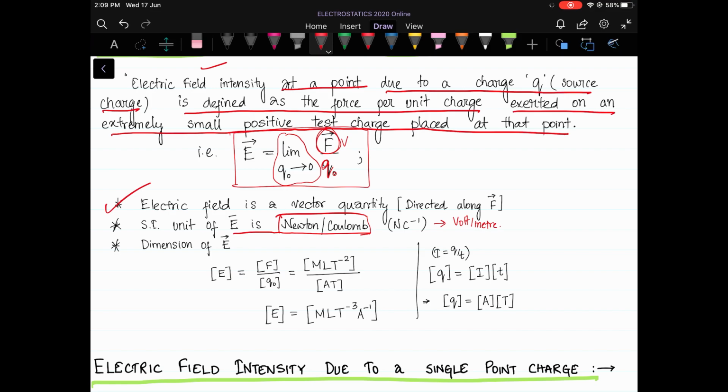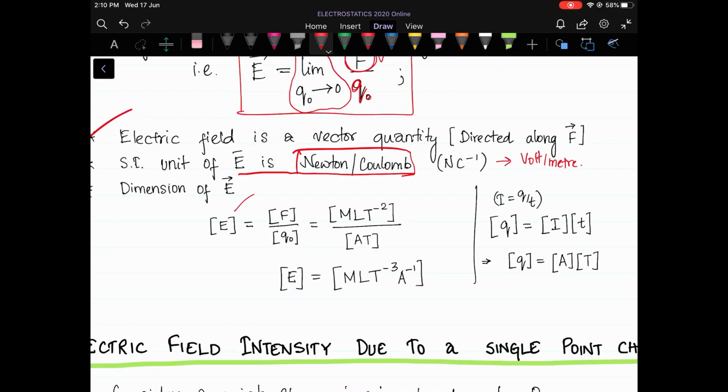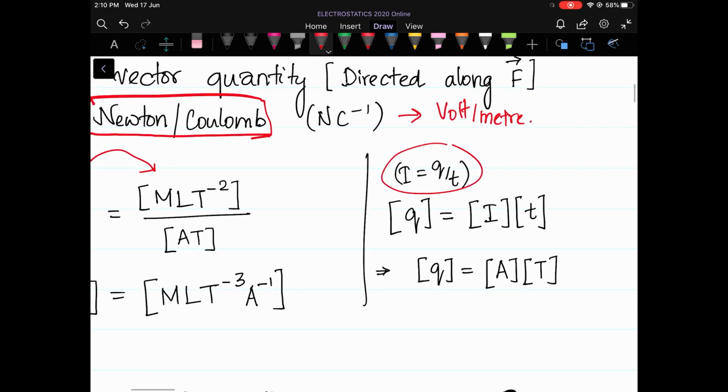Let's look at the dimensions of your electric field. The dimensions of E must be dimensions of force divided by dimensions of charge. The dimension of force, as we know, is MLT^-2. The dimension of charge is found using the formula for current, which is defined as charge by time. So I can write the charge as current into time, and the dimension of charge must be equal to the dimension of current, which is amperes, times the dimension of time, which is T.